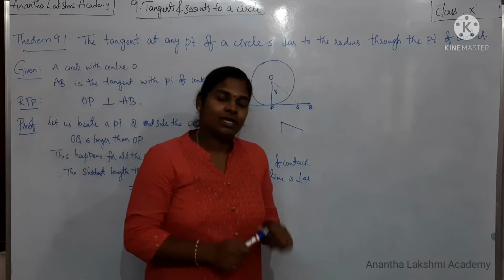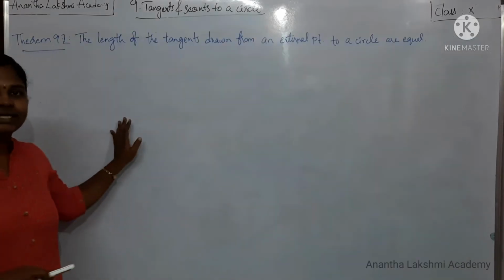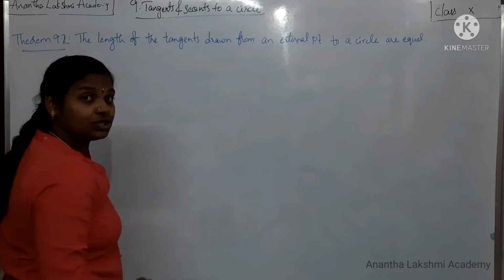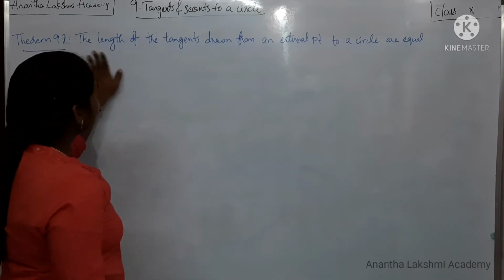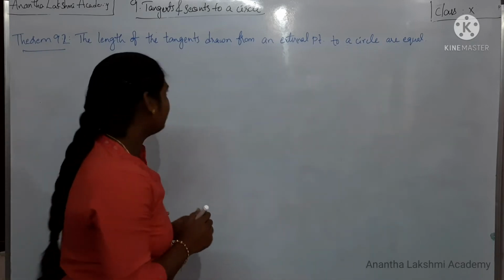That is how we have proved. Simple, no? Let us look at the next theorem. So let us look at theorem 9.2. The length of the tangents drawn from an external point to a circle are equal.